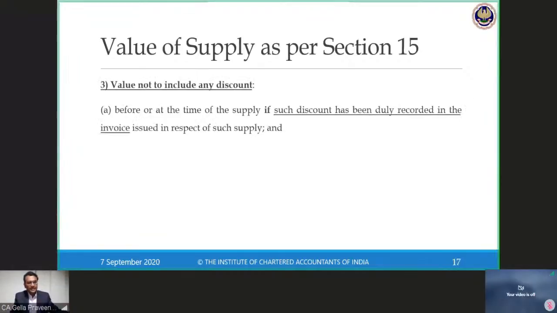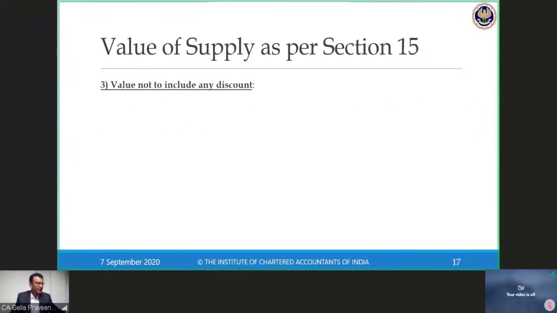Now, 15 subsection 3. Before we go with subsection 3, let me know if you have any doubts on 15 subsection 1, 15 subsection 2. If you have any specific doubts, I'll cover quickly. Then we'll go to our subsection 3. There's one question from Dilip. He says, the 20,000 you have not recovered from the Hyderabad client in your previous example. Perfectly, yes. Because I have not recovered.